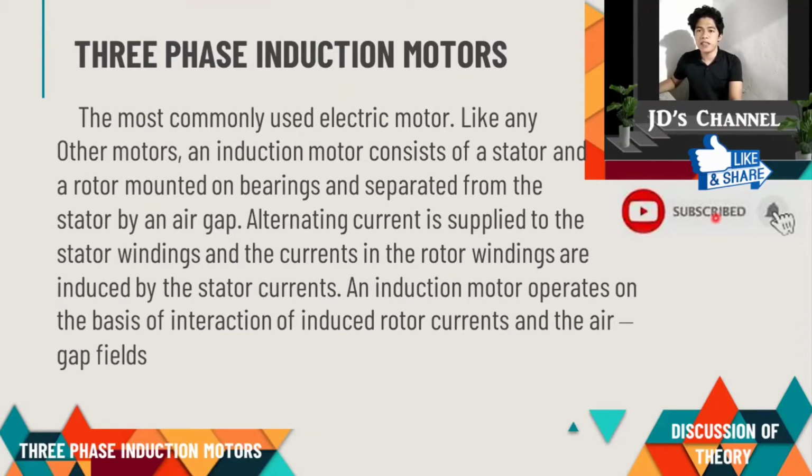Alternating current is supplied to the stator windings, and the currents in the rotor windings are induced by stator currents. An induction motor operates on the basis of interaction of induced rotor current and air gap fields. So that's for the definition and the introduction of this three-phase induction motor.